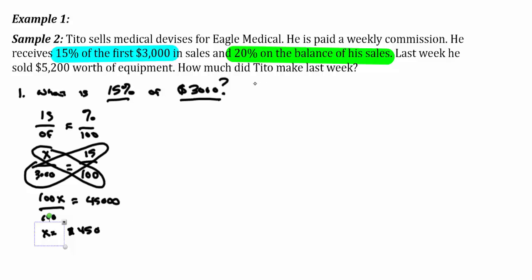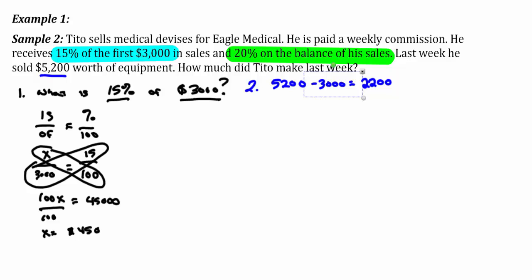Now we need to figure out what his commission is on the balance of the sales. Well, first we need to know what the balance of the sales is. We know that his total sales was 5,200. And we know that we're taking away the first 3,000 because we've already calculated that commission here. So we're going to take 5,200 minus 3,000 to figure out the balance of sales is $2,200.